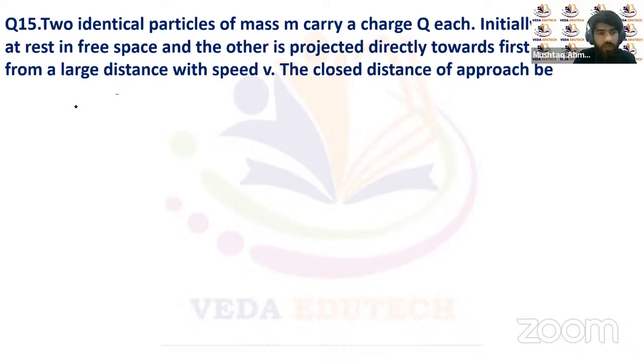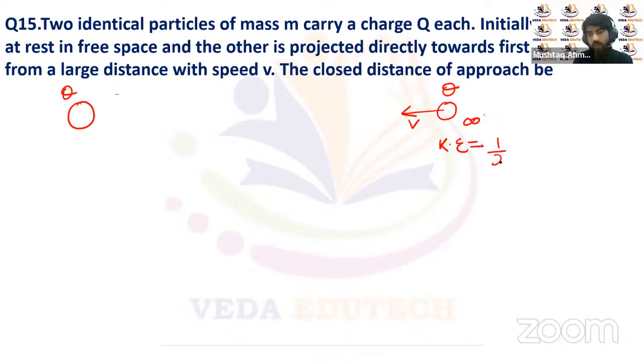So we have two charges here, each of charge q. One charge is placed at a large distance, and it's projected with some speed from this infinite distance. Let's suppose the kinetic energy of this charge will be half mv square at this point, because there is no force of interaction between these two charged particles at infinite distance, so the potential energy at infinite distance will be equal to zero.